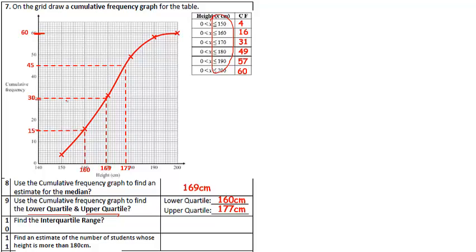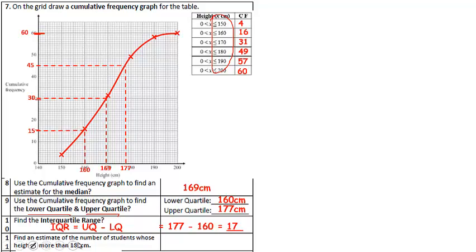For question 10, I want to work out the interquartile range. Interquartile range is upper quartile take away lower quartile. Again, always write this down. Now I'm just going to do the maths. 177 take away 160, which is 17. Make sure you're okay with that, and make sure you can get that. And remember that the upper quartile take away the lower quartile is the interquartile range.